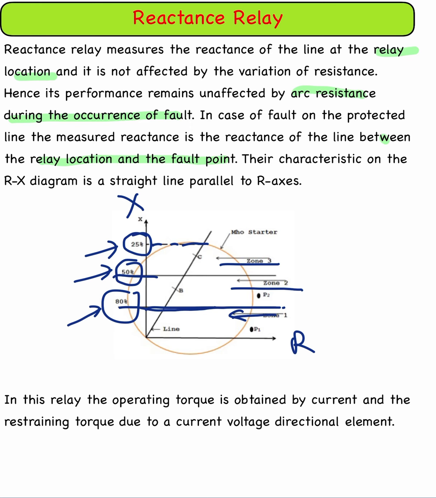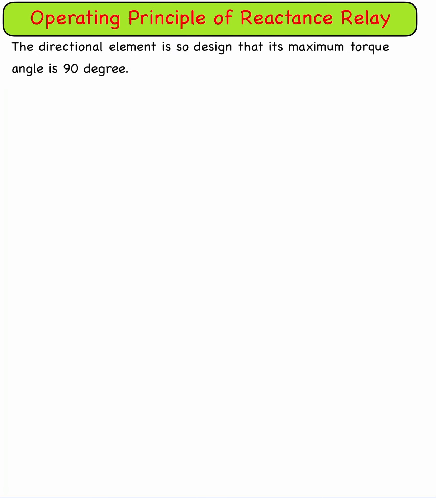And the next is that in this relay the operating torque is obtained by the current and the restraining torque is obtained due to the current voltage directional element. So this is the reactance relay. And next is the operating principle of the reactance relay.